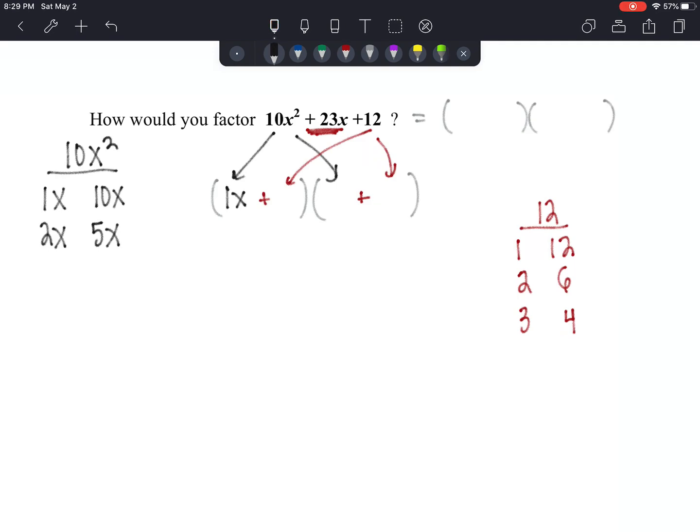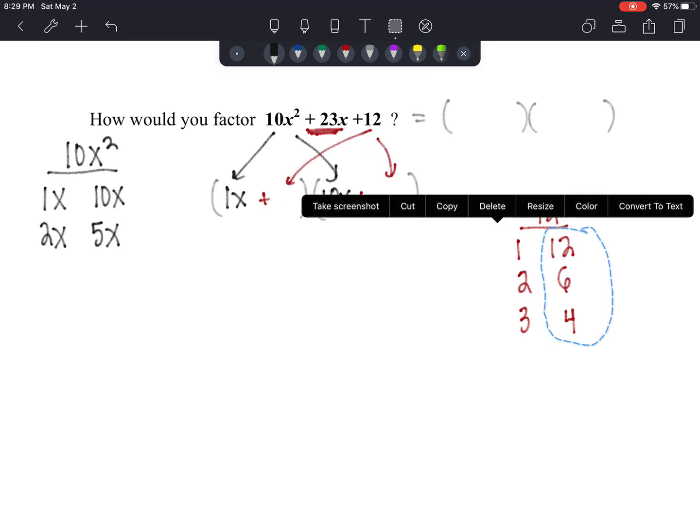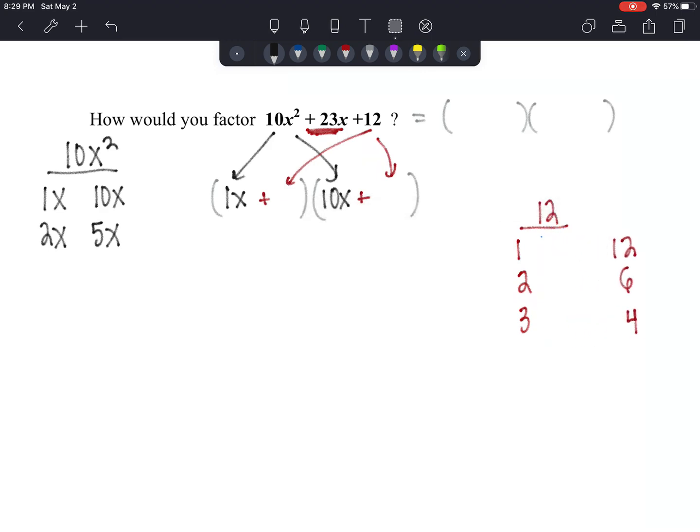Well, let me show you something. If I try 1x and 10x, I know for a fact it's not going to work. Because if I try 1x and 10x, here, I'm going to make this really easy. I'm going to space it out like that. So watch.